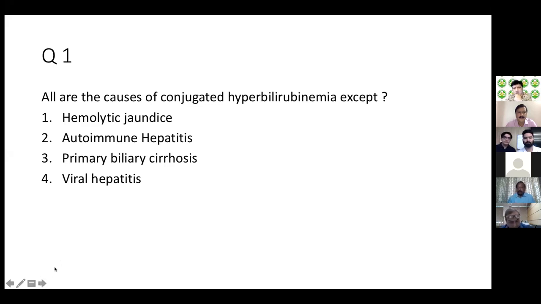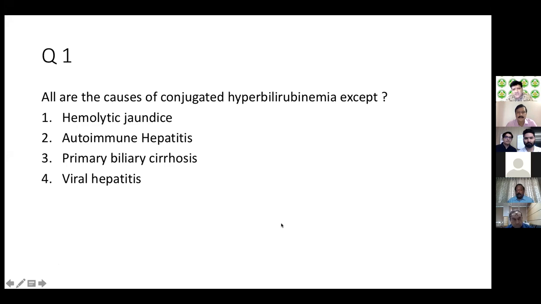Okay, I think we can stop here at 30 seconds. So the question was that all are the causes of conjugated hyperbilirubinemia except. 93% of the people have answered correctly, which is hemolytic jaundice. Hemolysis will cause unconjugated hyperbilirubinemia, whereas the other liver diseases would cause conjugated hyperbilirubinemia.